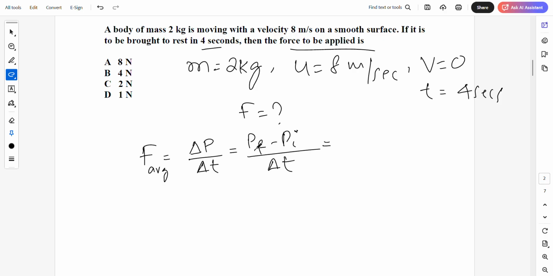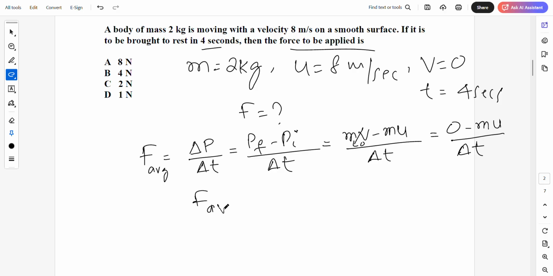How much is P final, the final linear momentum, minus the initial linear momentum? That is equal to mv minus mu divided by delta T. Here v is 0, therefore the first term will be 0. This will be 0 minus mu divided by delta T.